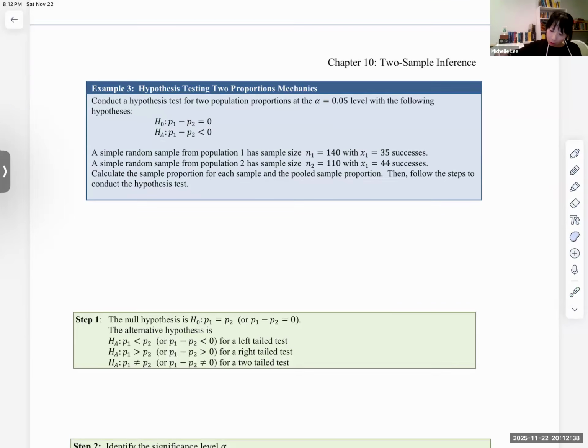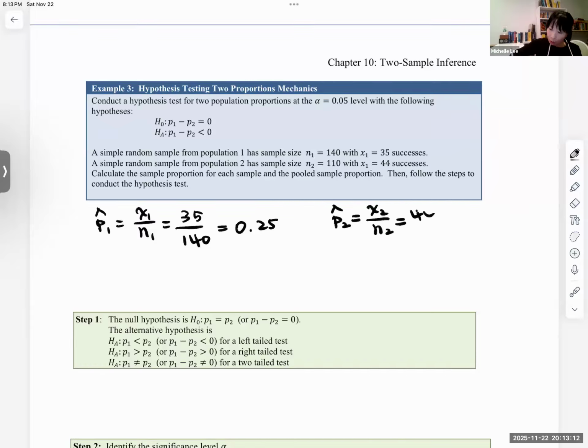All right, so the sample proportion p hat sub 1 is x sub 1 over n sub 1. So we have 35 over 140. What's the number? 0.25, good. What about p hat sub 2, so x sub 2 over n sub 2.